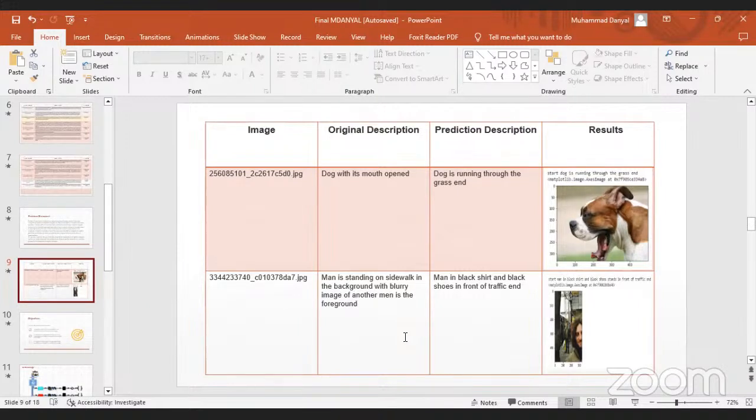Right. So this is a huge difference. You can see the model does not present the actual context of the image. All the existing papers depend on one method. Researchers use search-based approaches, template-based approaches, and deep learning approaches, but the overall problem is that the original description and the predicted description are different. Right. I got your point.